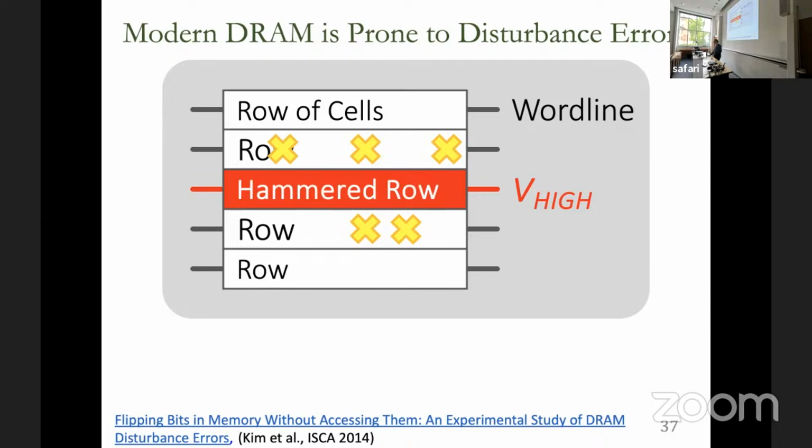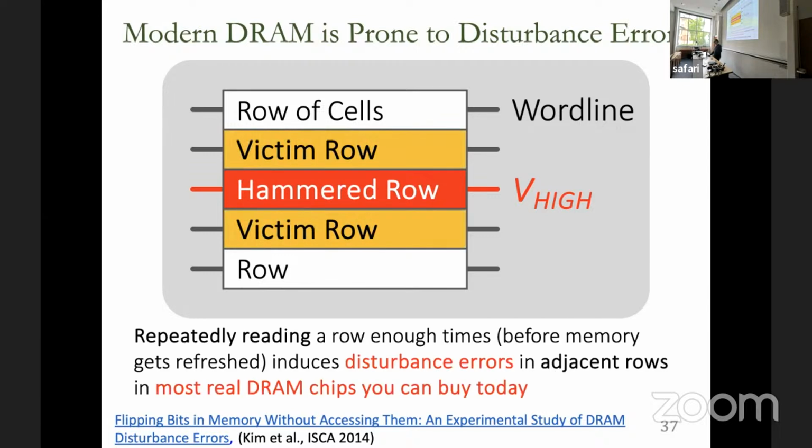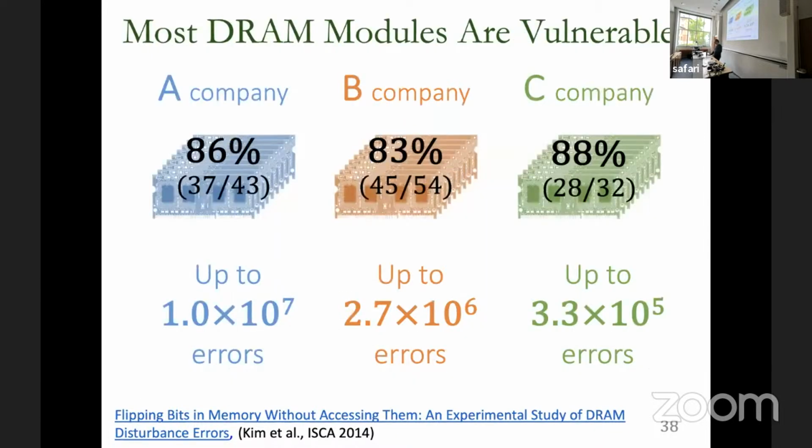Okay, so we call this the hammered row, we call this the victim rows, and we showed that repeatedly accessing the hammered row causes disturbance errors in most real DRAM chips that we tested. And we tested a lot, and we showed that more than 80% of the DRAM chips from 3 major manufacturers are vulnerable to this phenomenon. There are only 3 major DRAM manufacturers in the world, ABC.